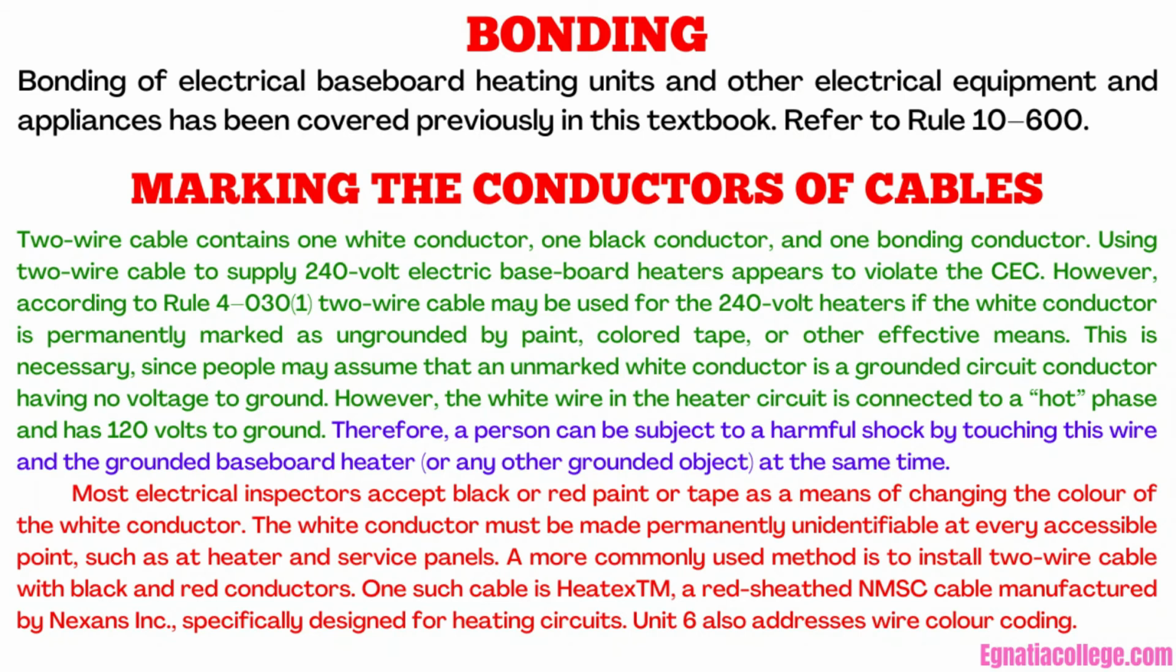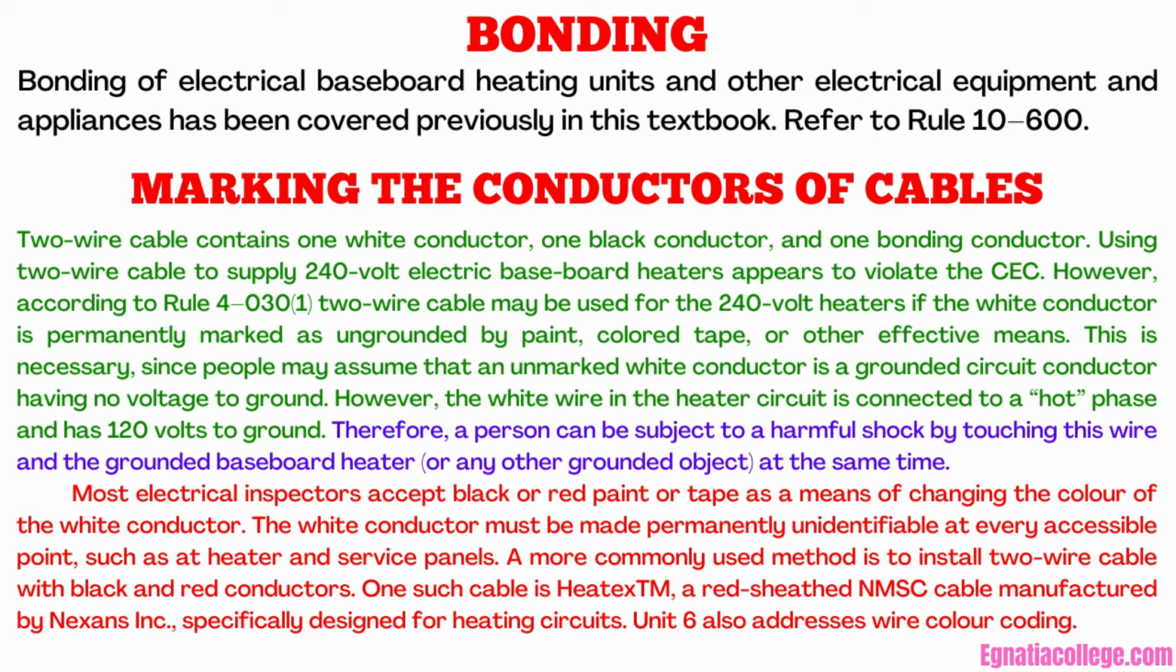Bonding. Bonding of electrical baseboard heating units and other electrical equipment and appliances has been covered previously in this textbook. Refer to Rule 10-600. Marking the conductors of cables. Two-wire cable contains one white conductor, one black conductor, and one bonding conductor. Using two-wire cable to supply 240-volt electric baseboard heaters appears to violate the CEC. However, according to Rule 4-030, subrule 1, two-wire cable may be used for the 240-volt heaters if the white conductor is permanently marked as ungrounded by paint, colored tape, or other effective means.